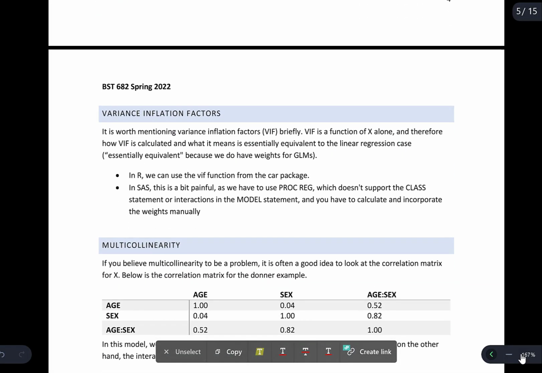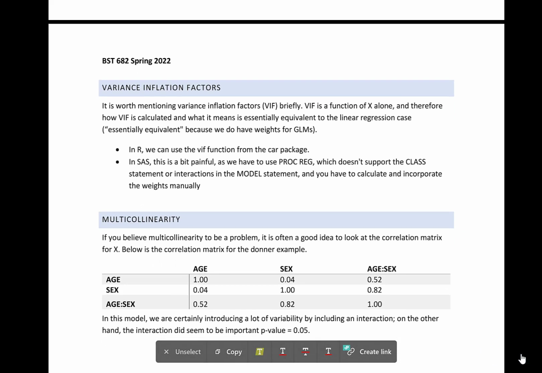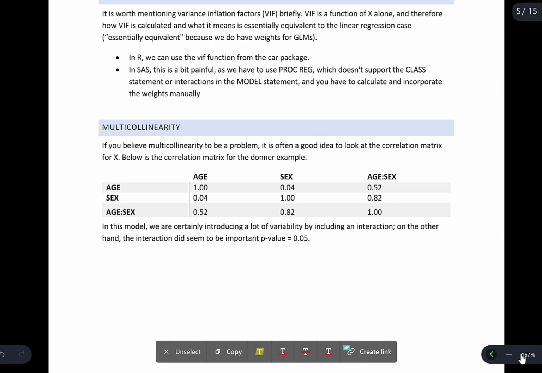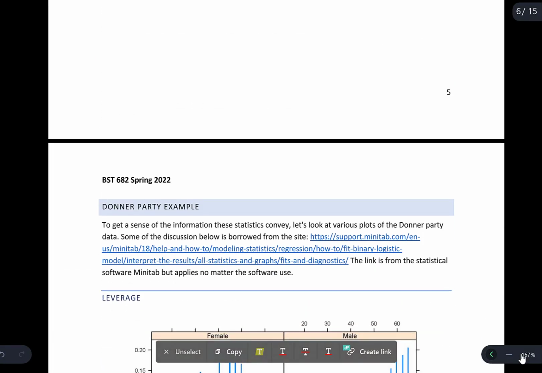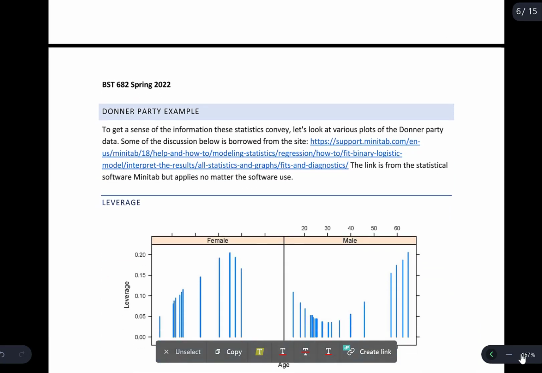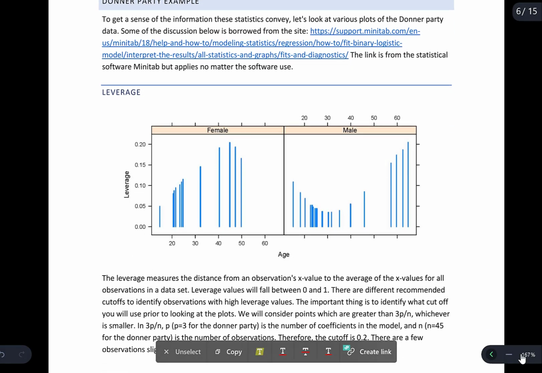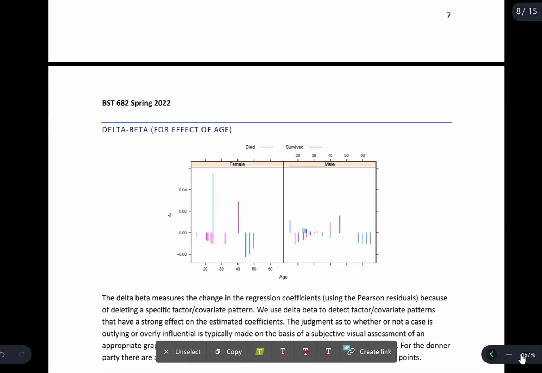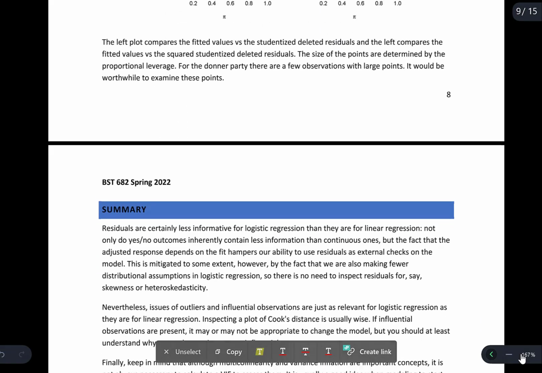I'm not going to spend too much time looking through these. I'm just going to mention them and let you read them on your own. But you could calculate variance inflation factors, which we've seen before. We can still look at multicollinearity between our explanatory variables. And then what I have here at the end is some example looking at that Donner Party data that we have seen before, and I go through leverage, Cook's distance, delta beta, and some residuals here for you to look at.